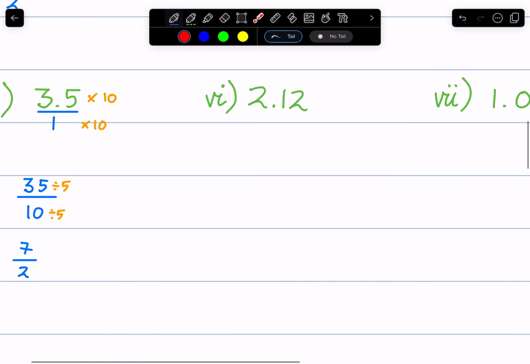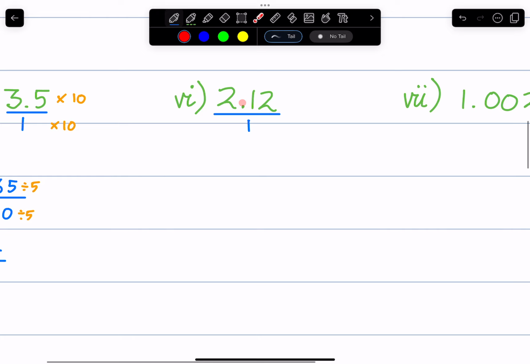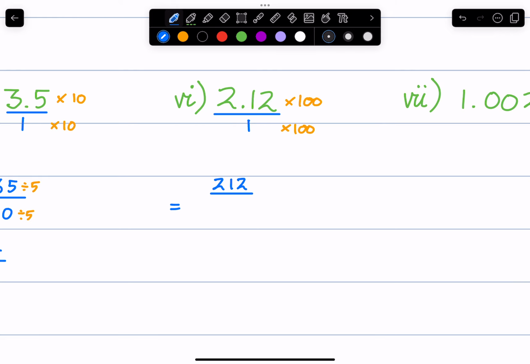Okay, so let's do a similar method to this next example. Remember that this can be viewed as over 1. And since we want to move that decimal 2 spaces, 1, 2, so that it becomes a whole number, to move it 2 spaces, we need to multiply it by 100. And so we're going to multiply the denominator as well by 100. So this gives us 212 over 100.